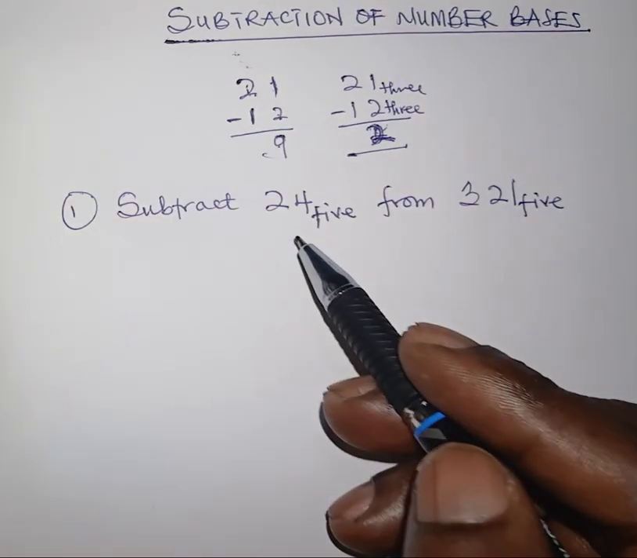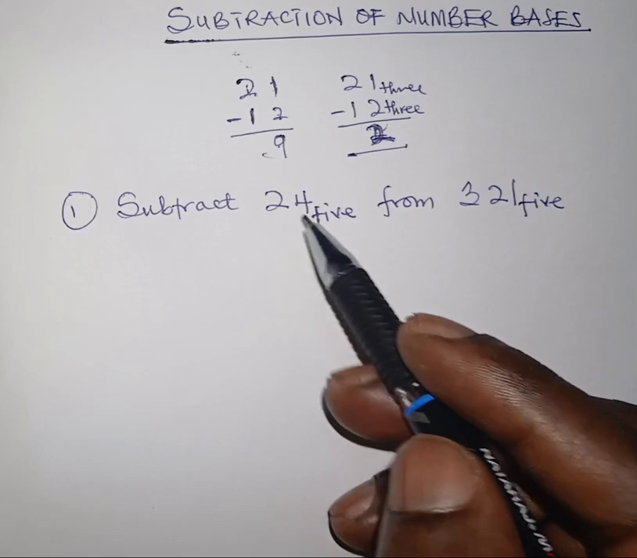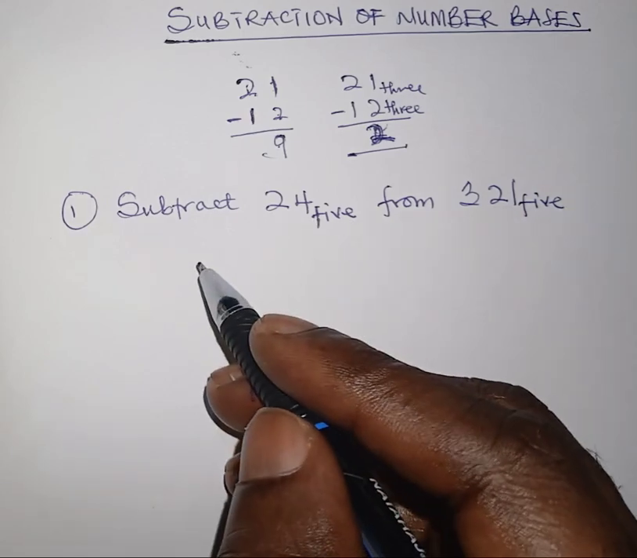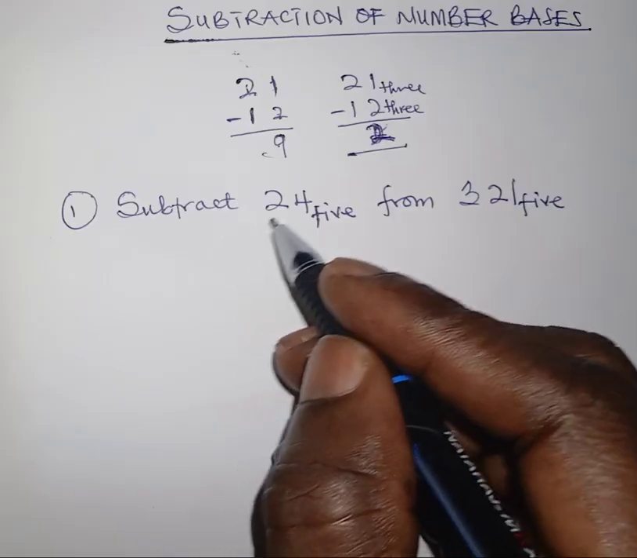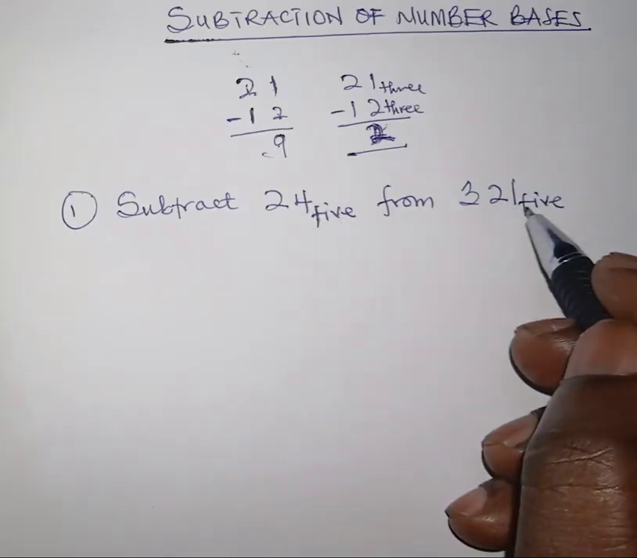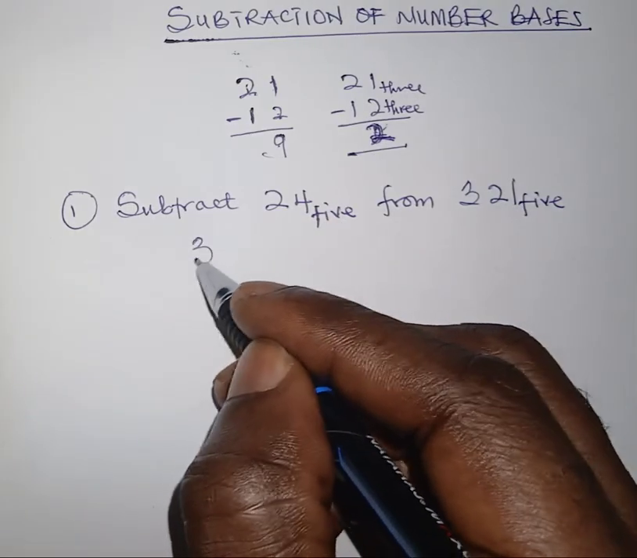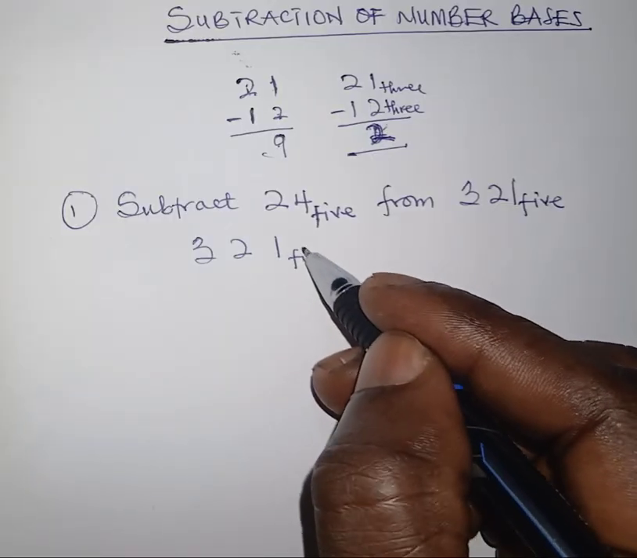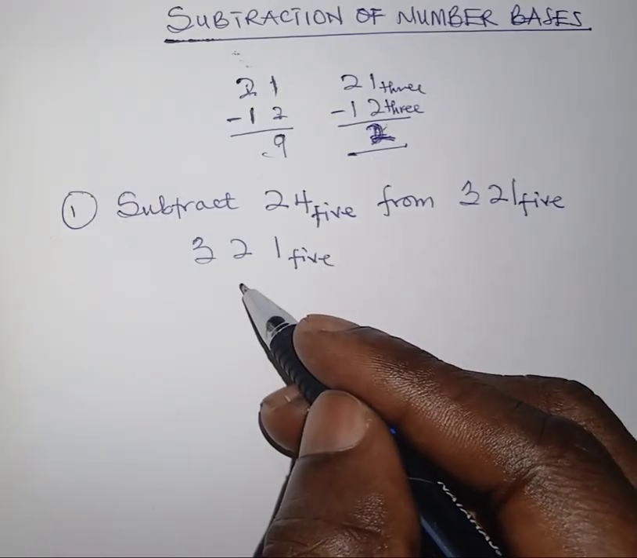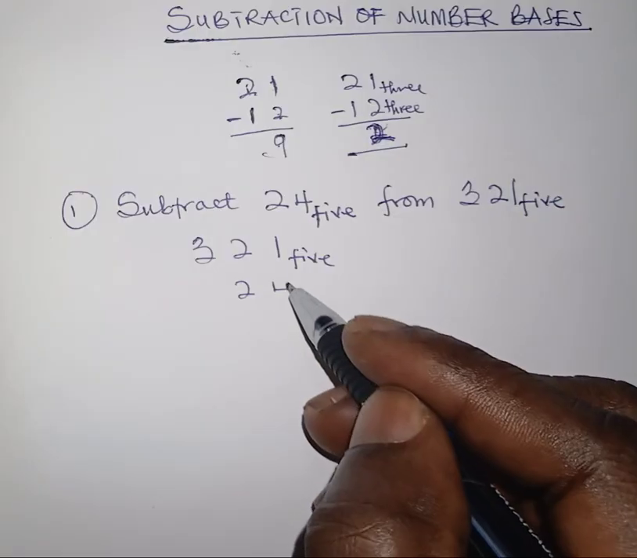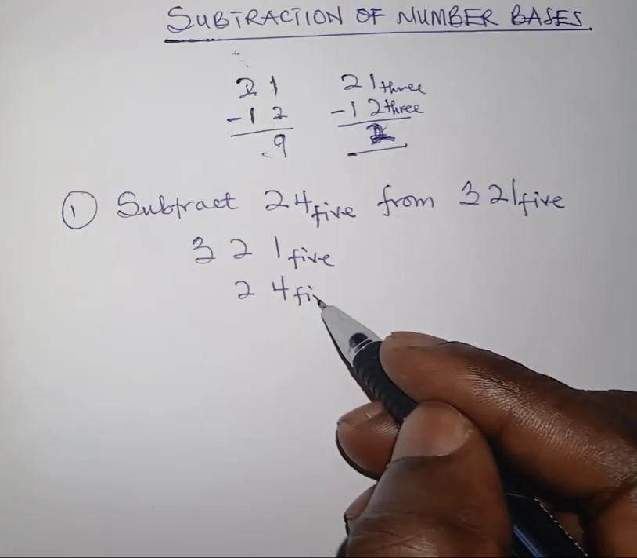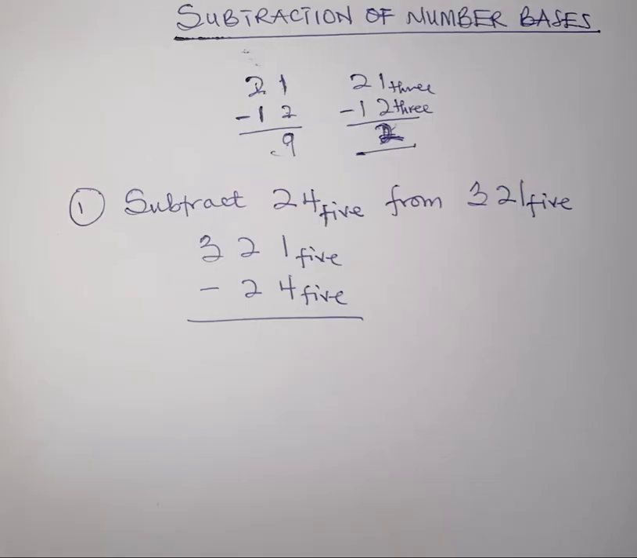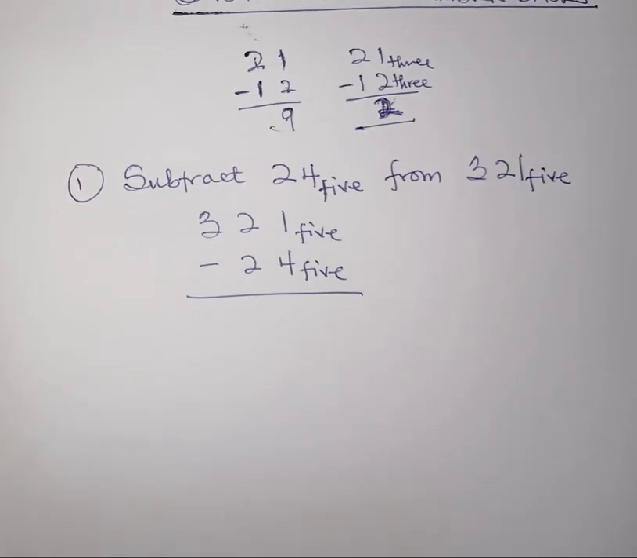Okay, so for our first example, we are to subtract 24 base 5 from 321 base 5. So we write 321 base 5, because we are subtracting this one rather from this, and then 24 base 5, with a minus, because we are going to subtract. Good. So we follow the same principle.